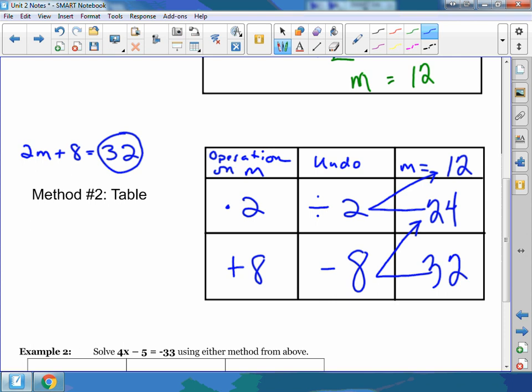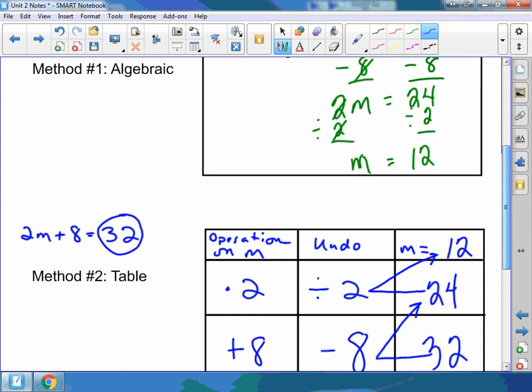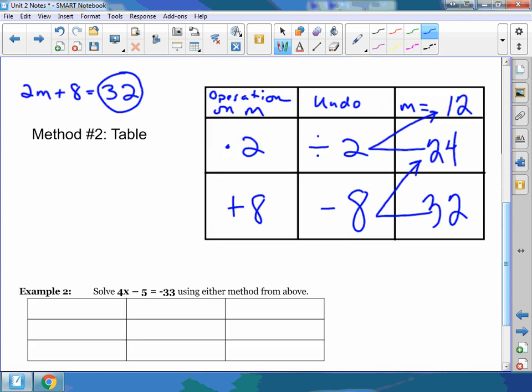So you've organized the table in a way that when you work from the bottom up, you've worked backwards, which is how we solve equations. And it just works itself out. You've done the same operations. We skip back here. The first thing we did was 32 minus 8. Well, that's the first thing we did here. The next thing we did was 24 divided by 2. That's what we did here. So it's the same steps, just looks a little different. Okay?